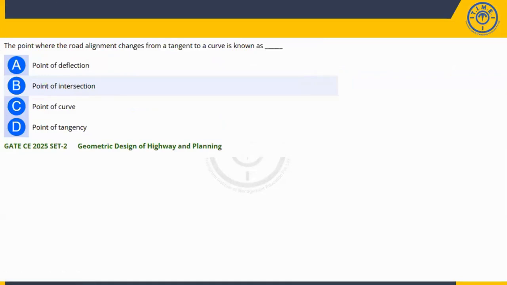Okay, the next question, my dear students. This is also a question from GATE 2025 Set 2. It states: the point where road alignment changes from tangent to a curve is known as. You can also say it's a question from geomatics. You can relate or correlate it to both subjects. What is mentioned? The point where the road alignment changes from tangent to a curve is known as. Tell me the answer. Can you guess the answer, my dear students?